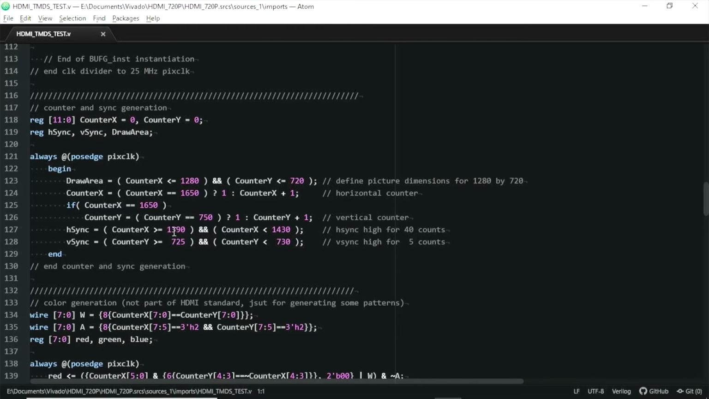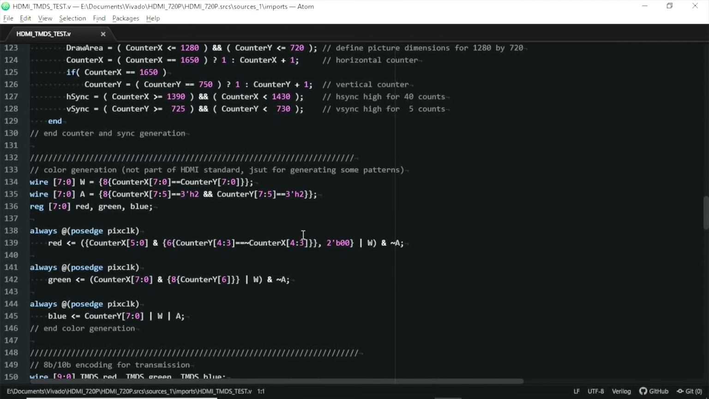And then this is the positive horizontal sync pulse over these 40 pixels. And then here's the vertical sync pulse, and it's 5 in and another 5 out. And all these numbers have to be correct to get the right timing for 720p. You can look those up online, just look for video signal timing. And so the rest of this is pretty much the same.